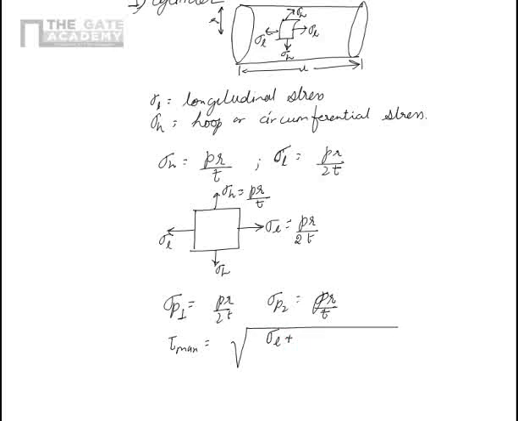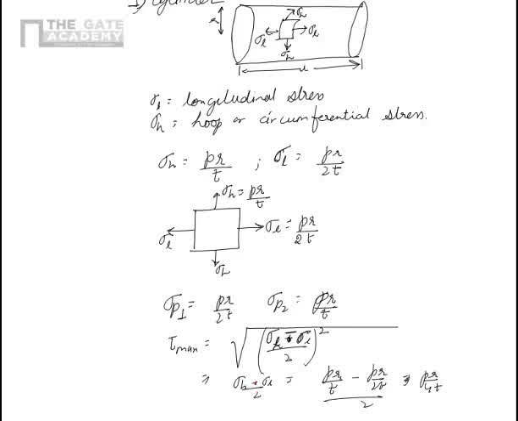Maximum shear stress in that condition will be equal to the square root of ((sigma H minus sigma L) by 2) squared, which is nothing but (sigma H minus sigma L) by 2, that is (PR upon T minus PR upon 2T) by 2, which is PR upon 4T. So that's the maximum shear stress which occurs in the cylindrical pressure vessel, and this stress is again 1/2 of the longitudinal stress.